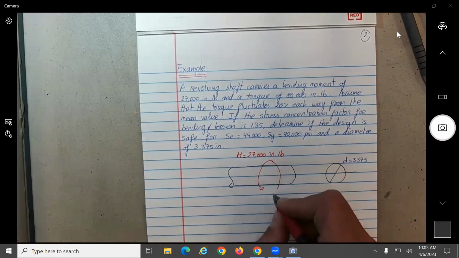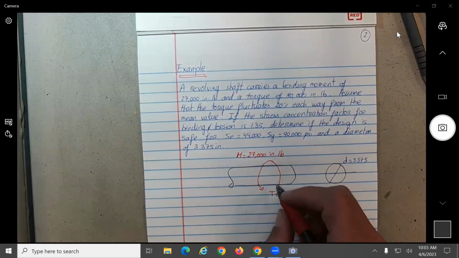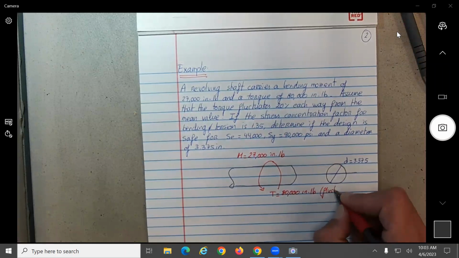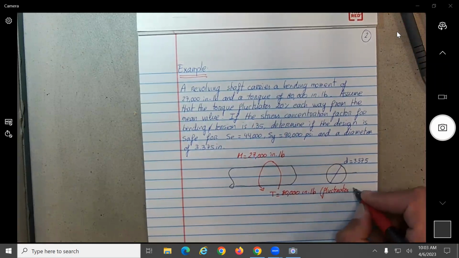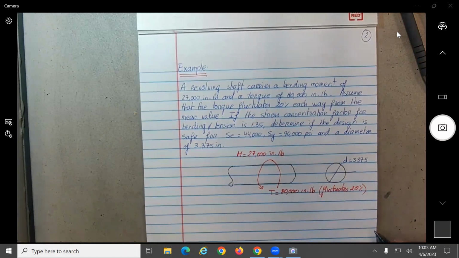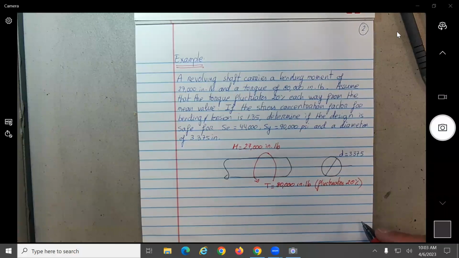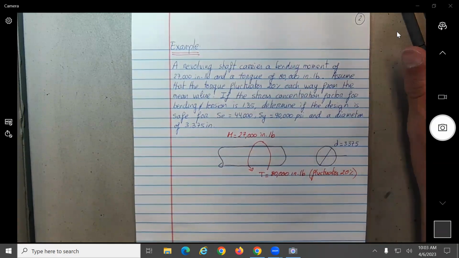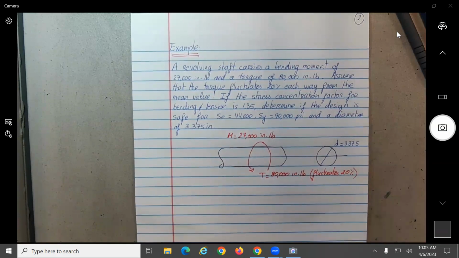Let me put it this way, the torque equal to 80,000 inch LB that fluctuates. You're going to the left, because you're turning to the left, right? This one I'm going counterclockwise. It doesn't matter if you go clockwise or counterclockwise. I just made it counterclockwise because that's the way I do it generally, just to show that it's rotating.